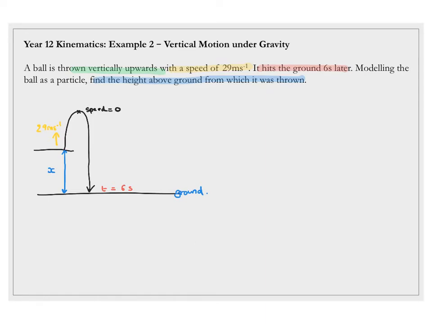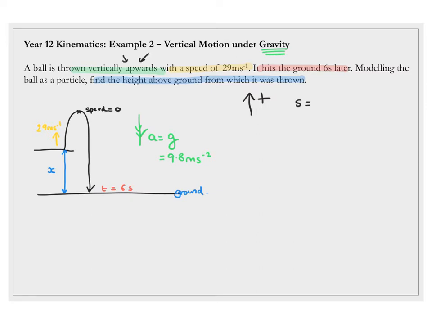We're going to set up a SUVAT equation. But before we do that, we need to mark on a missing piece of information. We know that this is vertical motion under gravity, so the acceleration is downwards and is equal to g, or 9.8 metres per second squared. Now, because the motion involves 2 different directions, we need to be very clear about which direction is positive. I'm going to choose up as the positive direction because initially the ball is thrown vertically upwards.